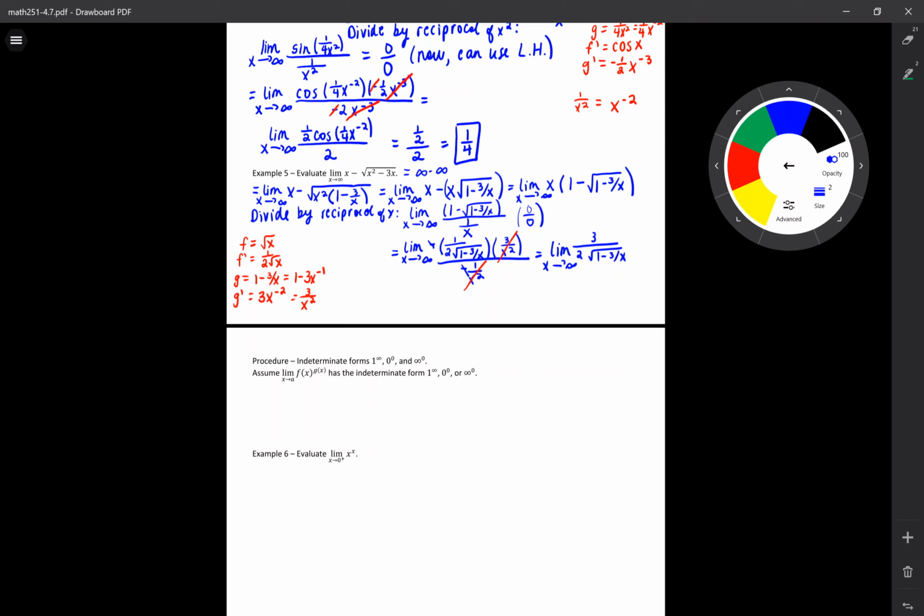Now if I plug in infinity here, on the inside of that square root I get 1 minus 3 divided by infinity, and 3 divided by infinity is just 0, right? So I get 1 minus 0 underneath the square root. So this gives me 3 divided by 2 times the square root of 1, which is just 3/2.